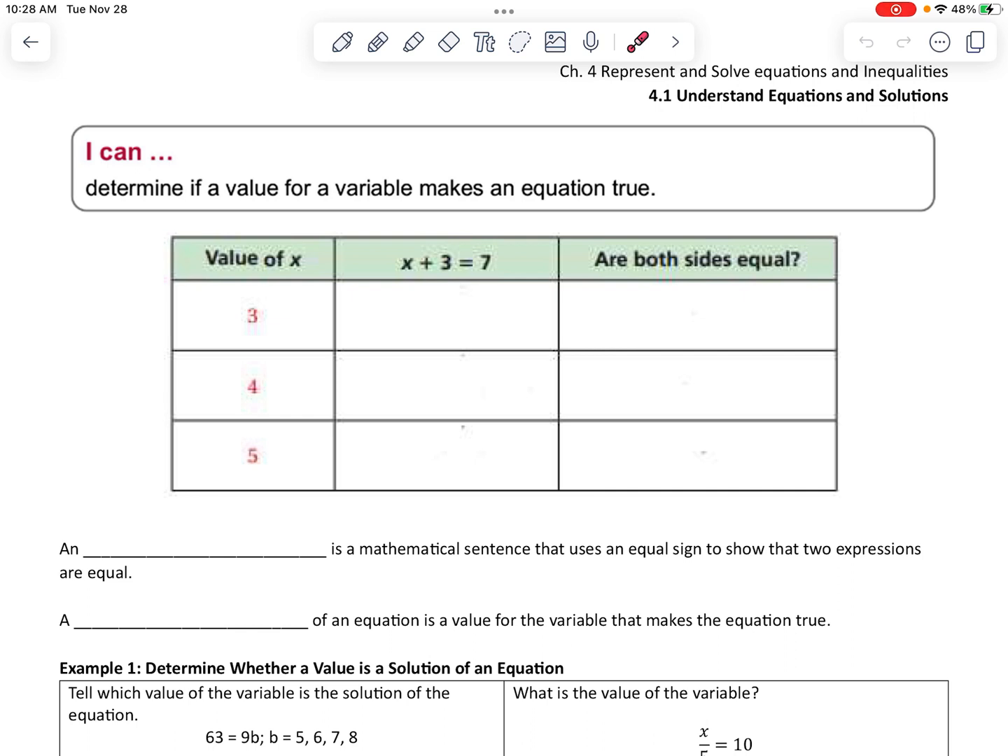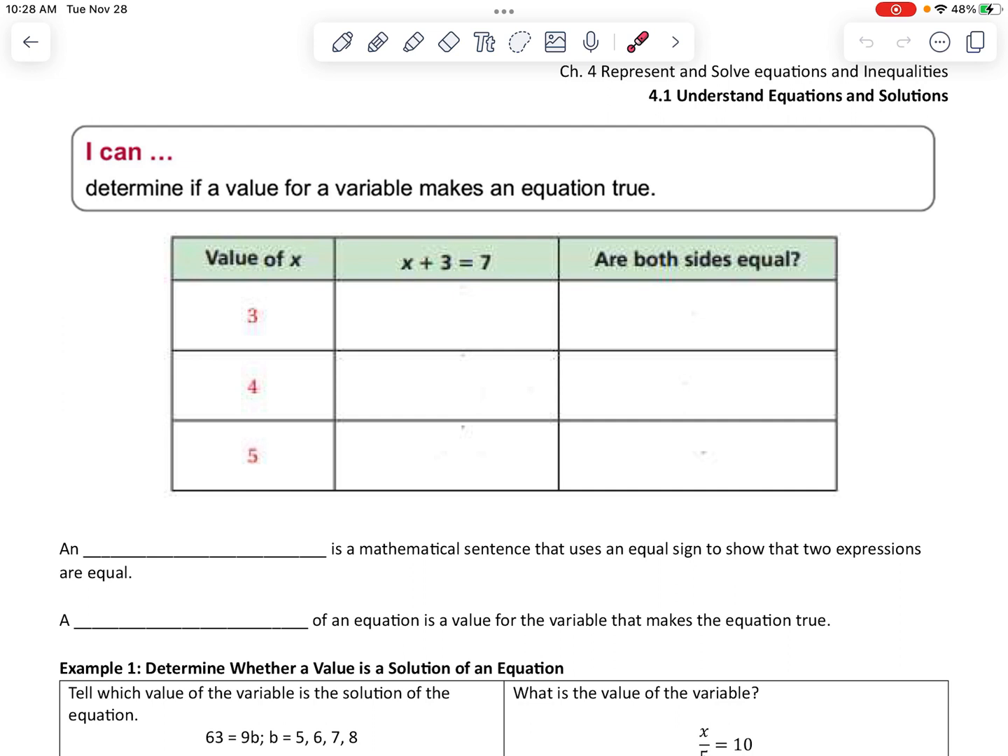Today we are starting chapter 4, which is representing and solving equations and inequalities. So this first part of the chapter is just going to be equations. We're not even going to deal with inequalities until later on. So today is 4.1, which is understanding equations and solutions. This is an introduction to equations.